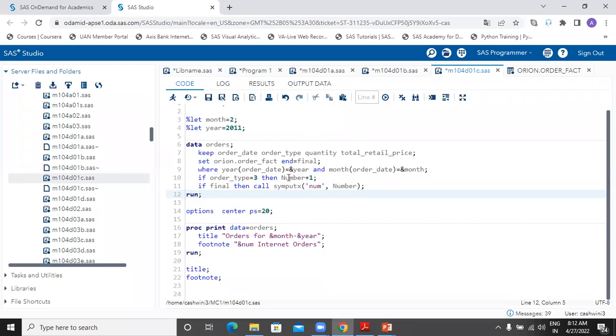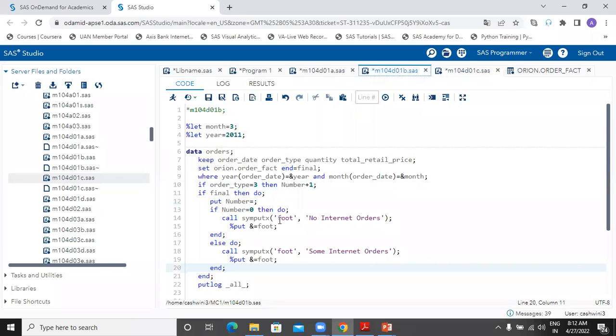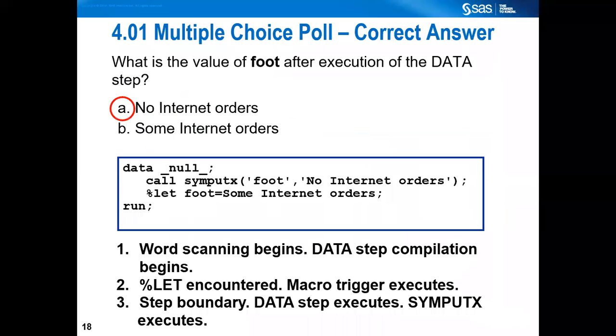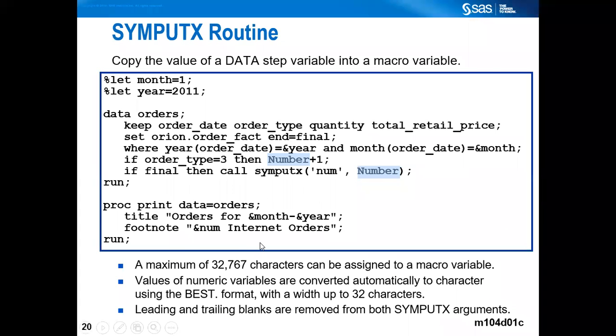So the value is coming from this variable. Whereas in the earlier example, we were creating this macro variable with a literal, which is called a static value. So this is not changing as per any data step values. It's changing only depending on the conditions where you are providing a literal value, a constant value. Fine. Okay, so this was one example where you have dynamically changed the value with the count of internet orders. So it's telling to copy the value of a data step variable into a macro variable. This is what it's doing.